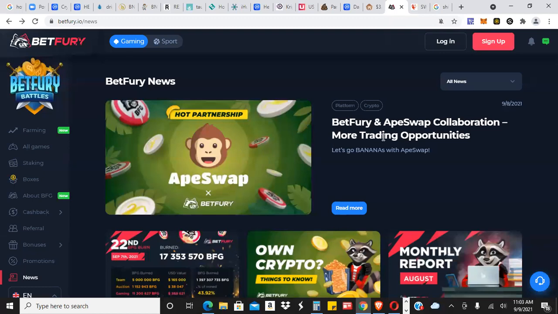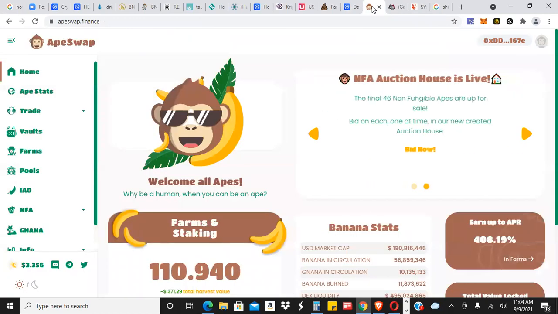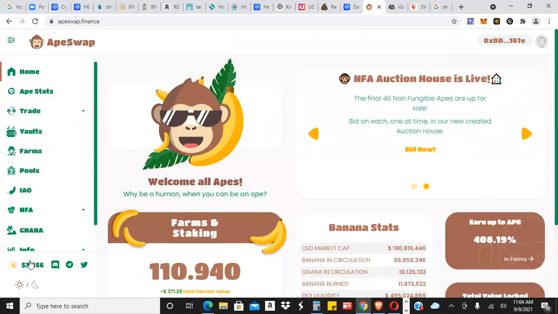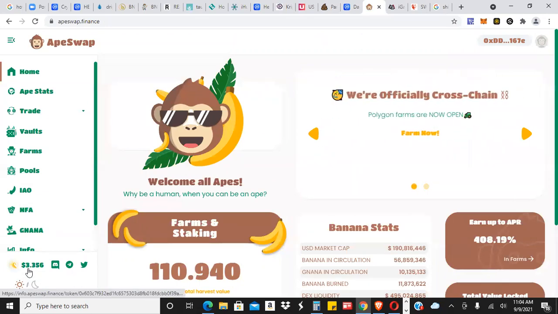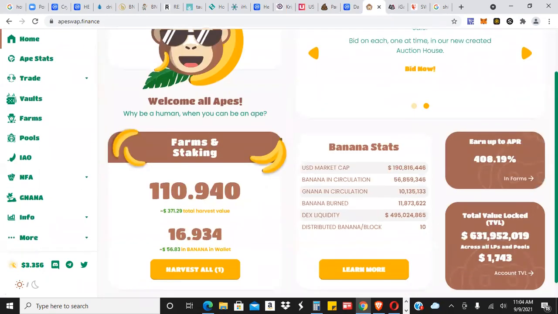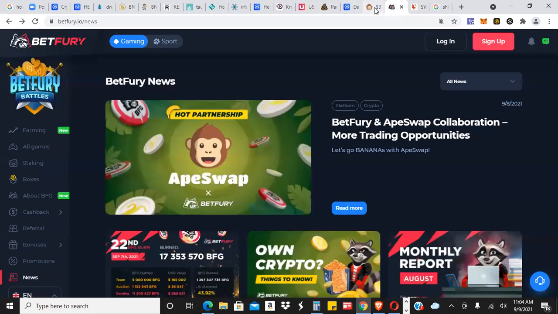Yeah, here you go. So BetFury and ApeSwap have collaborated. You can now trade BFG tokens on the ApeSwap exchange. Okay. Other than that, you see ApeSwap, Banana token rather, $3.35. So pretty good. I'm still farming this. I'm still farming a bunch of stuff actually on BSC. I just don't talk about it much. But as you can see, I have some banana token here that I'm going to harvest. But yeah, that should be very interesting.